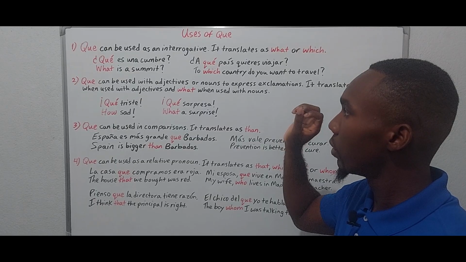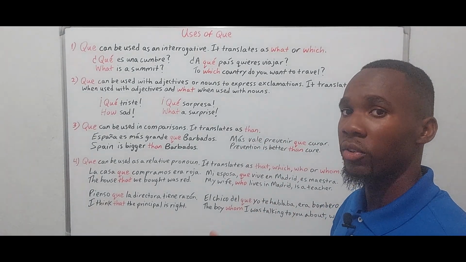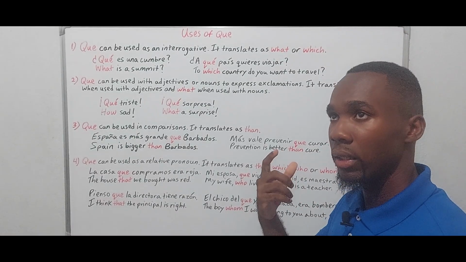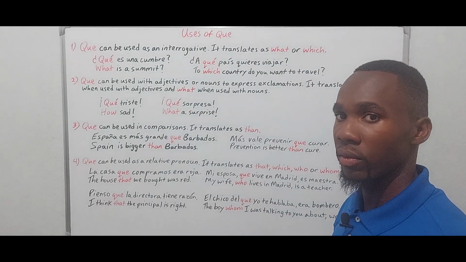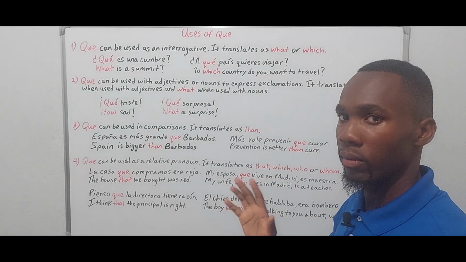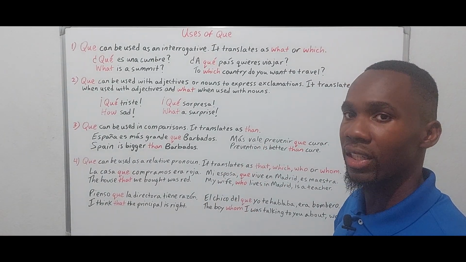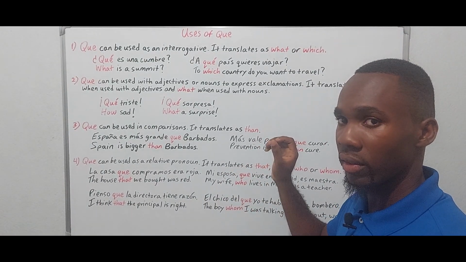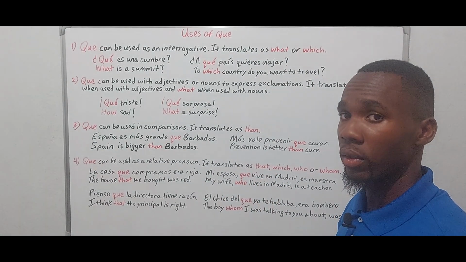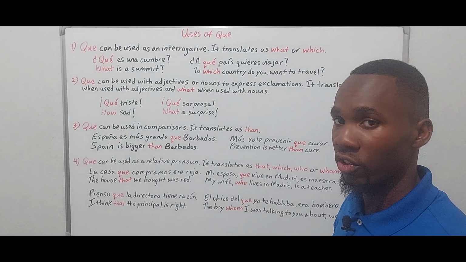But yes, which suggests that there are options. Yes, we're trying to gather specific information, but which means that there are options, and there are many countries in the world, right? So that's the slight difference. There is a difference between what and which, but in terms of translation, this is the context. Que, when it's followed by a verb, is going to translate as what, and que, when it's used with a noun, is going to translate as which.